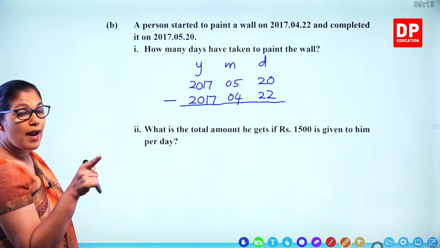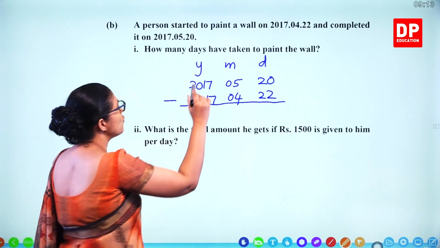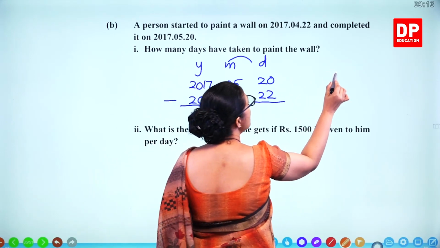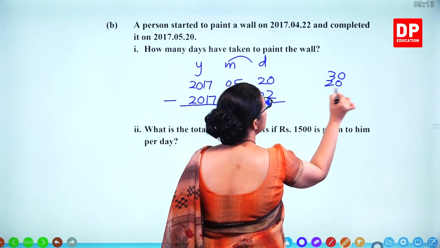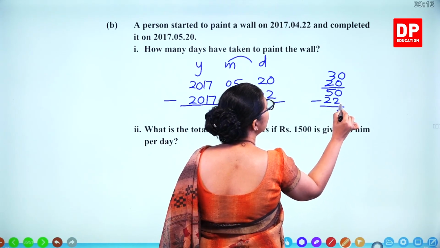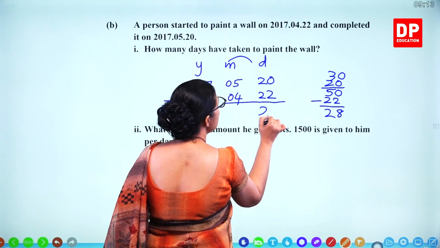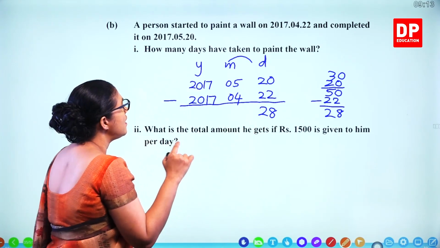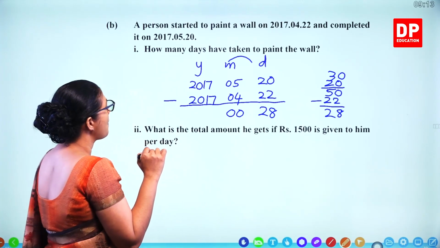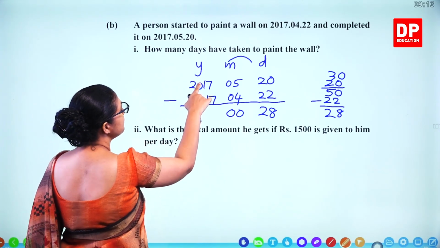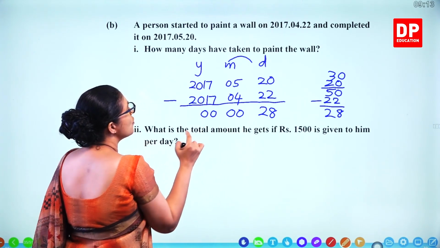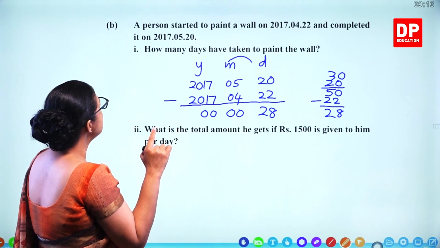You can't subtract 22 from 20. So you have to take 1 month. When you are taking 1 month means you are taking 30 days. So 30 plus 20, 50. 50 minus 22, 28 days are there. Then this becomes 4. 4 and 4, 0. 0 months. And here, this is also 0. So you get 28 days.